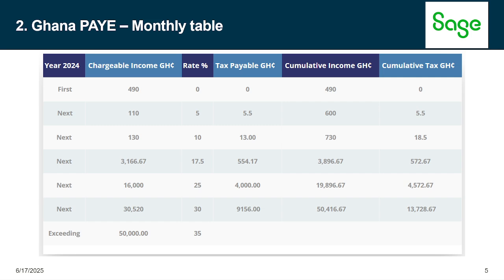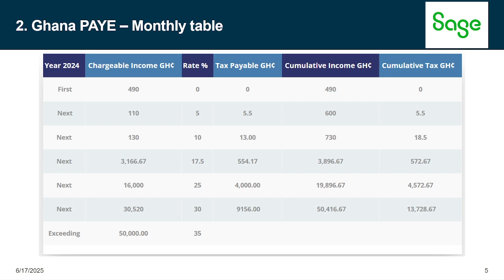Then we take the next 110, which is taxed at 5%. Then we take the next 130, taxed at 10%. If there's still a balance, we take it to the next row, which is 17.5%. We tax it there till the outstanding balance is taxed at, maybe, the 30% or 25% rate. So that's how we don't take the whole amount and tax it at a particular rate.